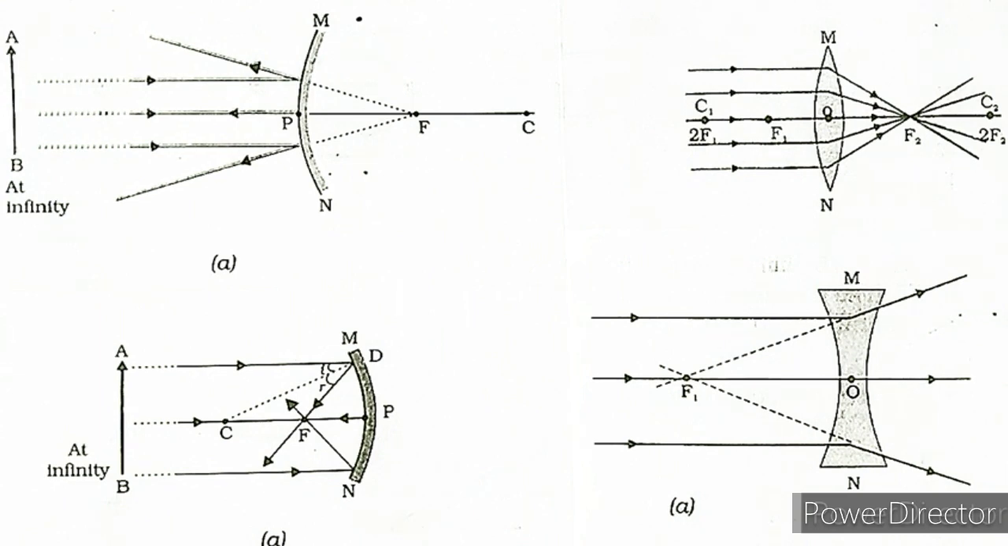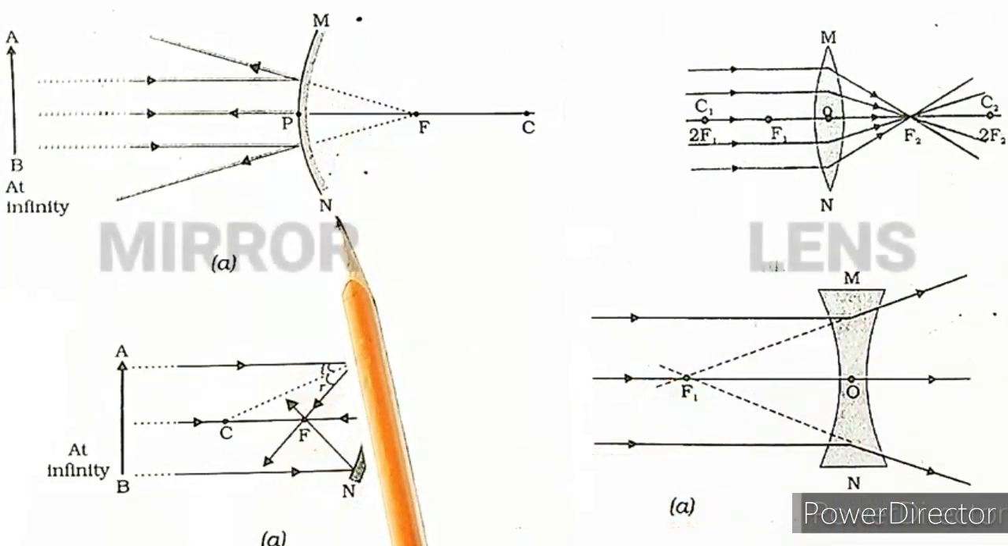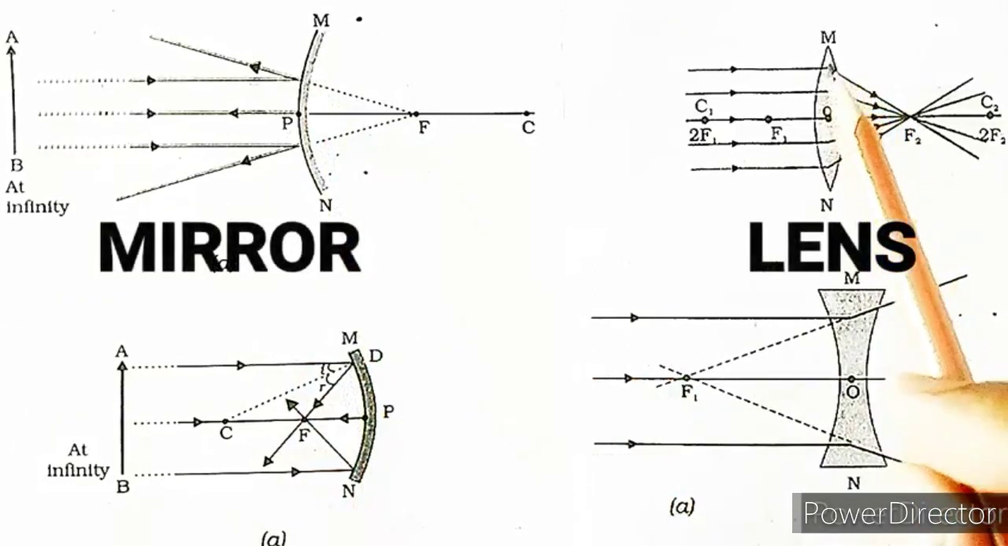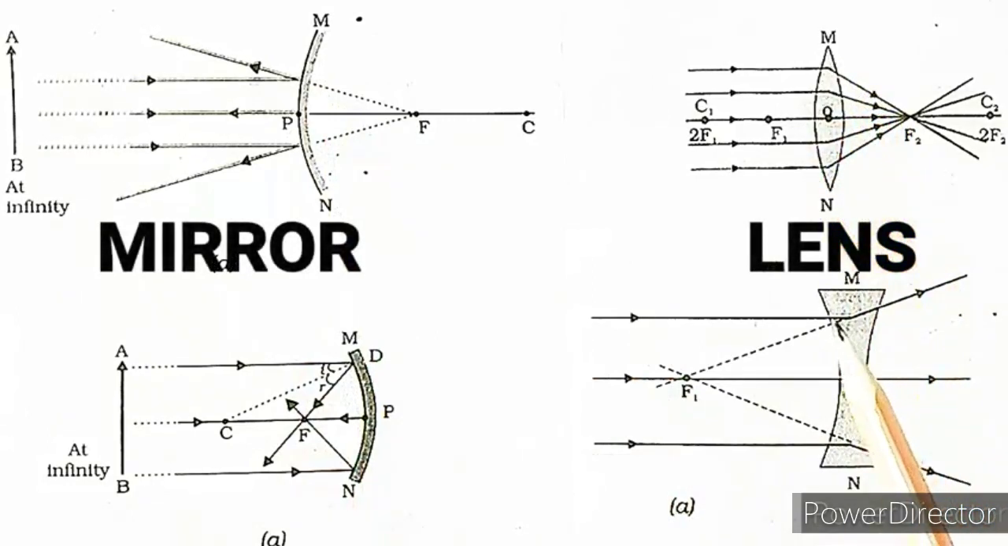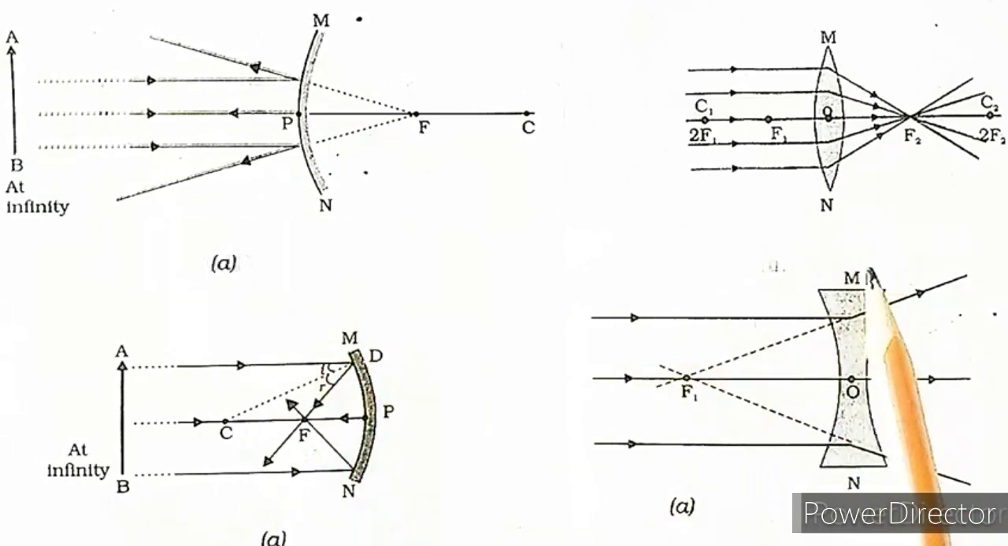Now let's see the difference between the mirrors and the lenses. This is a convex mirror, this is a concave mirror, this is a convex lens, and this is a concave lens. Okay, so these are mirrors and these are the lenses. Now let's see the difference between them.